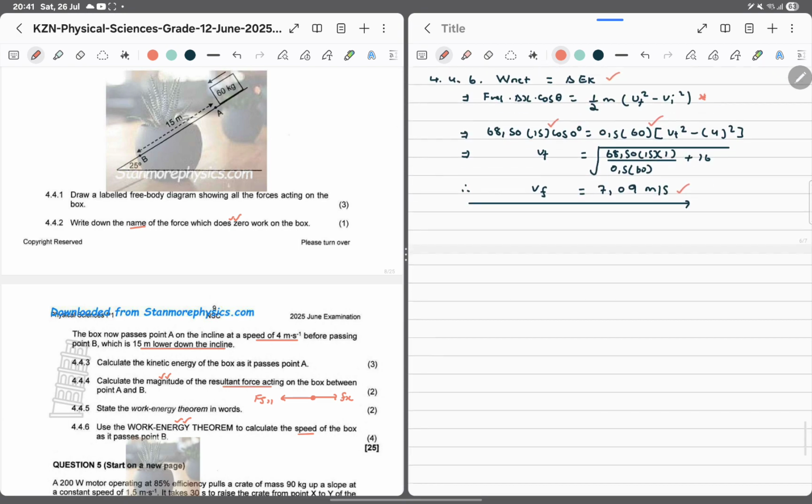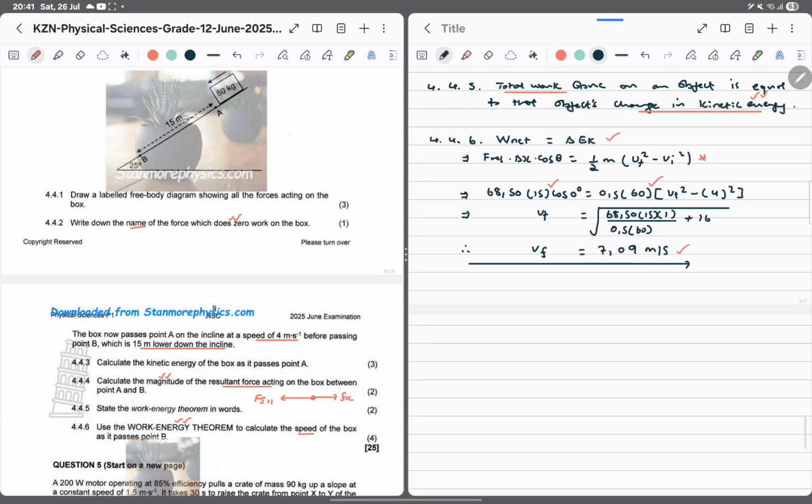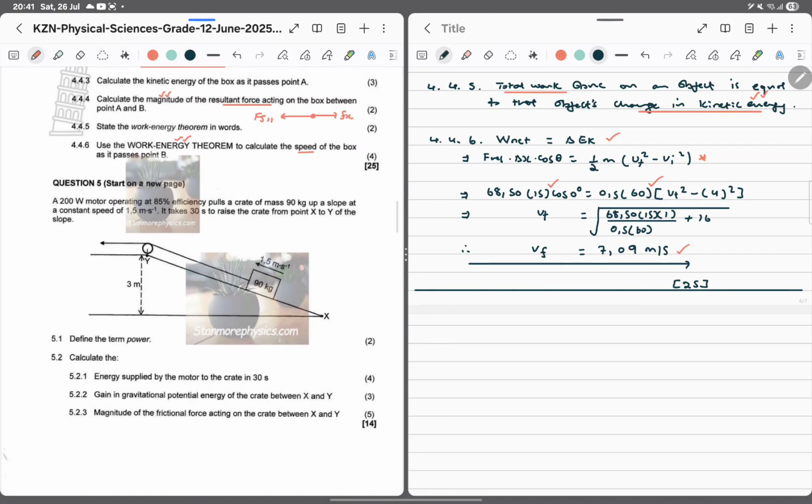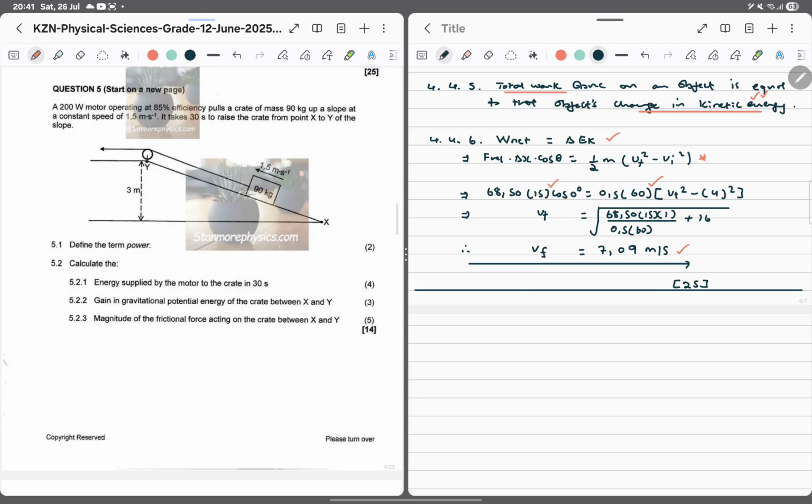Again, questions on momentum, energy, and power are usually as easy as it is the case with differential calculus. So it's a very easy topic. Important, but easy. All right, so let's move to question 5.